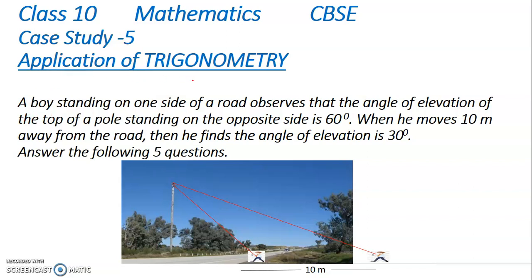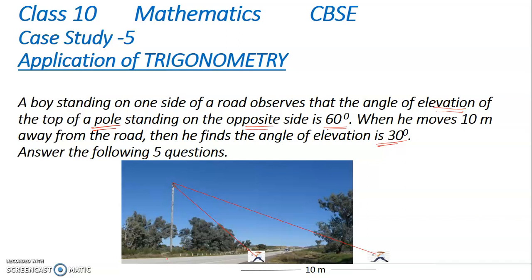Yes, this is case study 5. This is application of trigonometry. So what is the concept? A boy standing on one side of a road observes that the angle of elevation of the top of the pole standing on the opposite side is 60 degrees. After that, when he moves 10 meters away from the road, he finds that the angle of elevation is 30 degrees. Answer the following 5 questions.